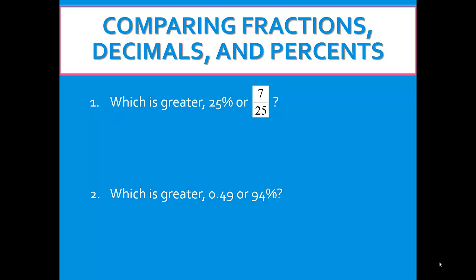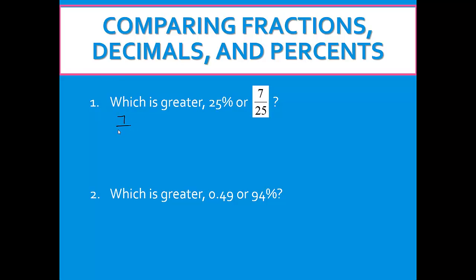In order for us to compare fractions, decimals, and percents, we need to make sure that either both of our numbers are fractions, that they're both decimals, or both percents. So for number 1, since I have 25% or 7/25, I could either convert 25% to a fraction so that I could compare it to 7/25, or I could change 7/25 into a percent and compare it to 25%. I'm going to go ahead and change 7/25 to a percent.